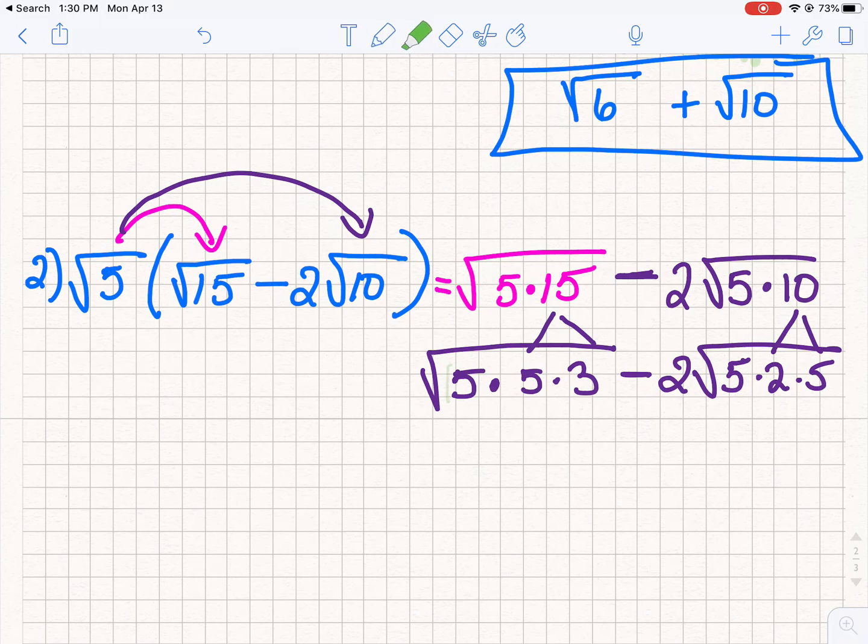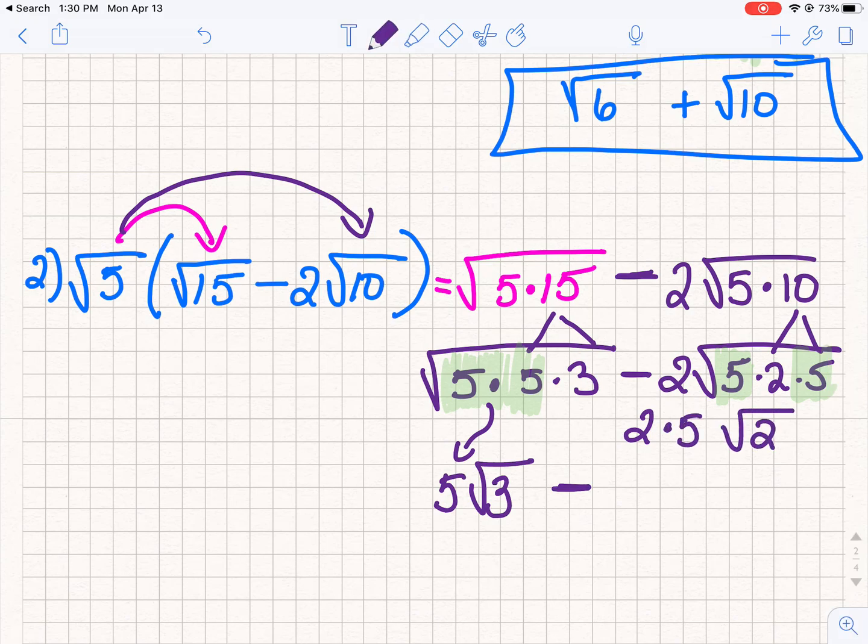Okay, in the first one, we have a pair of 5s, which means the 5s can escape, and the 3 is left over. In the second one, we have a 2 on the outside. Again, the 5s can escape. It doesn't matter whether they're next to each other. There's still a pair inside. They're going to escape, and a 2 is left over. So then what we have in this section is 10 root 2.